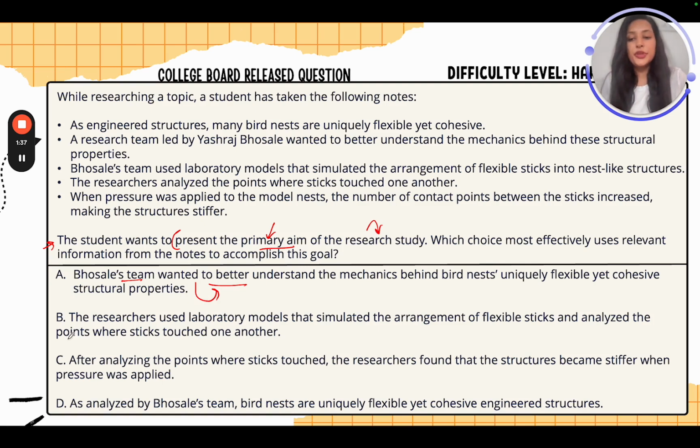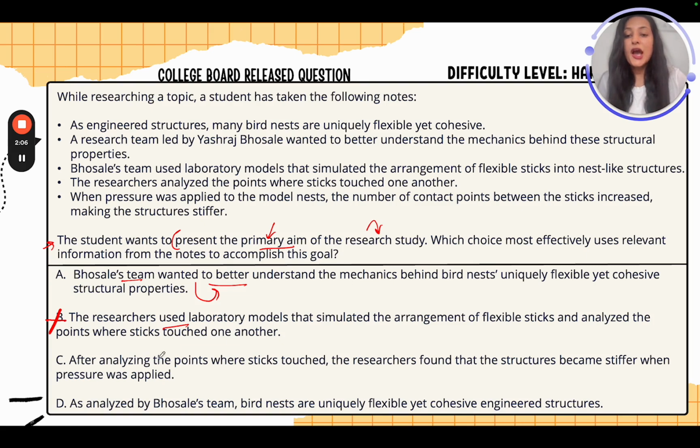Now let's go to B. The researchers used lab models that simulated the arrangement. Now it's telling me what they used, correct? But the question or the goal is not about what they used in the study. It's about what was the reason, what was the primary objective behind conducting the study. So B is out because it's not answering the question why, it's telling me how, right? They used this. That is how they conducted the study.